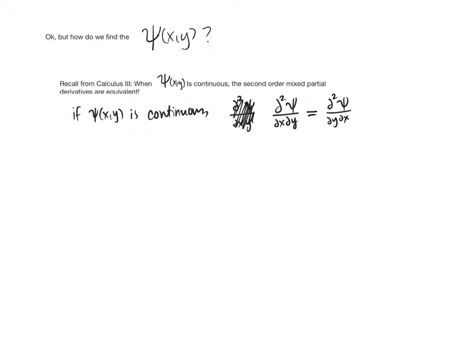So this was a theorem that you learned from Calculus 3, that if you first take the derivative with respect to x and then with respect to y, that should be the same thing as if I take the partial derivative with respect to y and then with respect to x. So that's going to be the key to finding this psi.